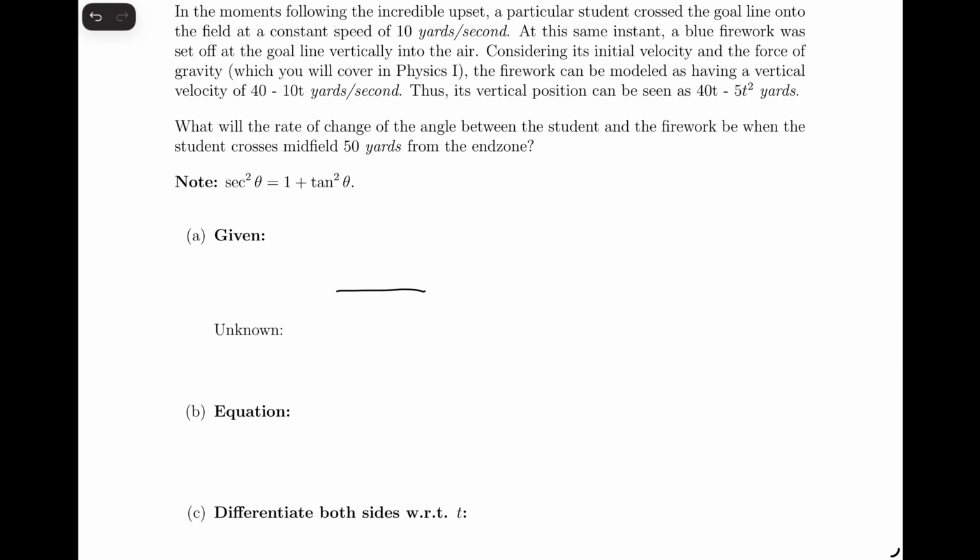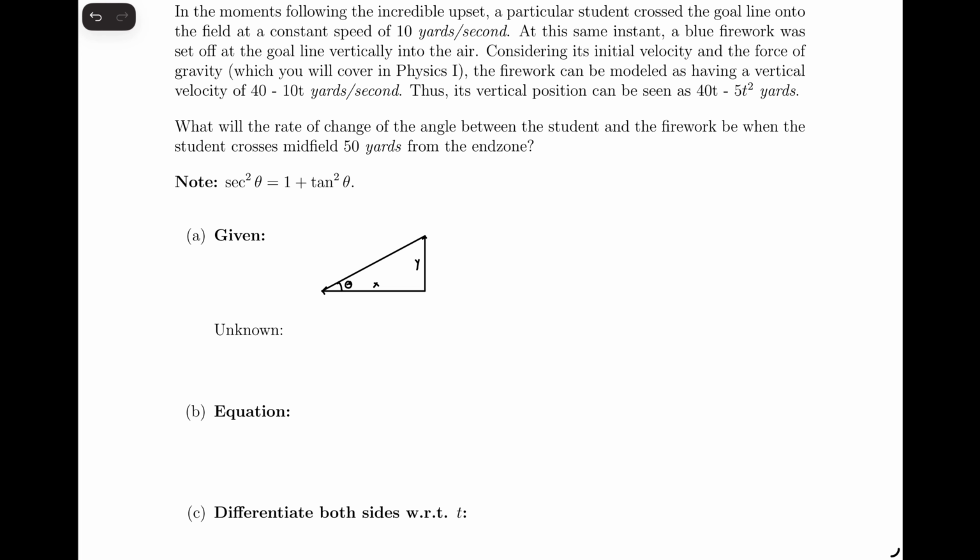So I have a student. We'll say they're running this way. They're running from the hill or something at Scott Stadium. And we'll call this x. This is the x direction. And the firework that's shot up in the air, we'll call that the y direction. And eventually we'll be solving for the rate of change of the angle between the student and the firework. So completing this triangle, we'd have this angle here, we'll call that theta. That's the angle.